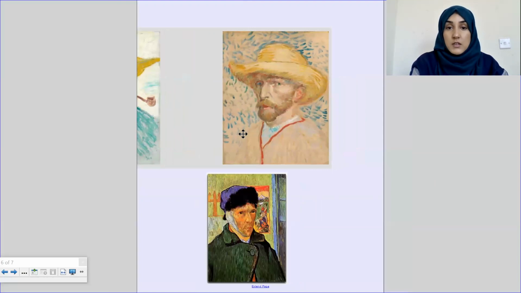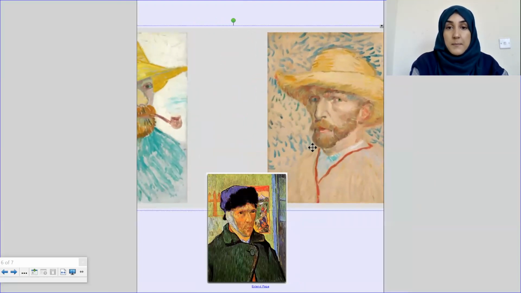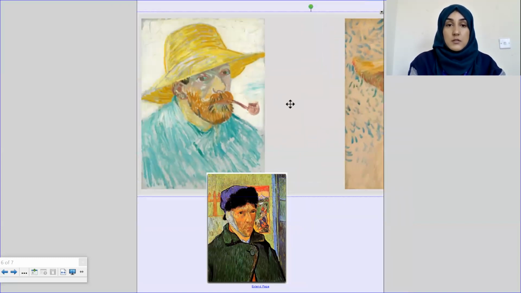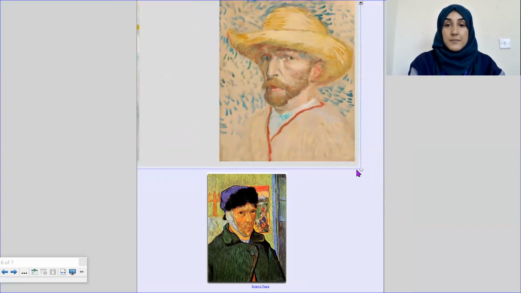If I move that down, let's do this one a bit bigger. There you go. This one almost looks as if it's like a mosaic. So it's like little pieces stuck together to create this portrait. And again, it looks like he has quite a strong jawline and cheekbones. And we've got the famous pipe again.